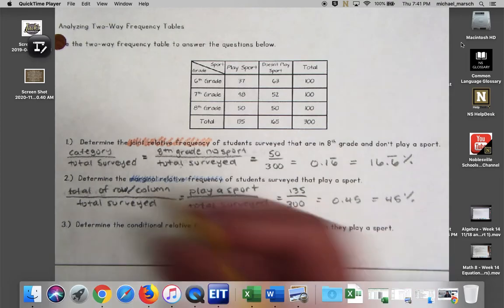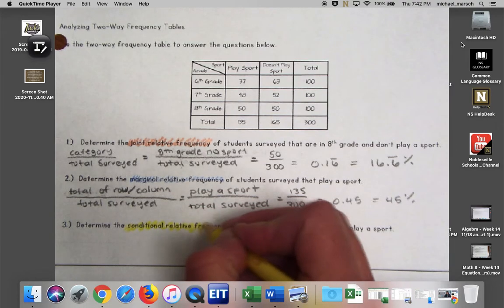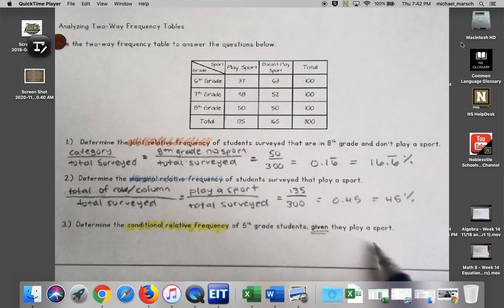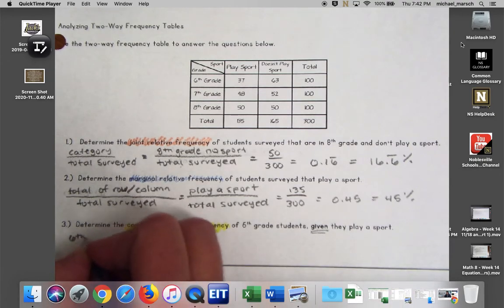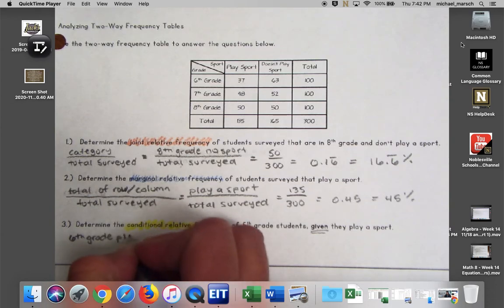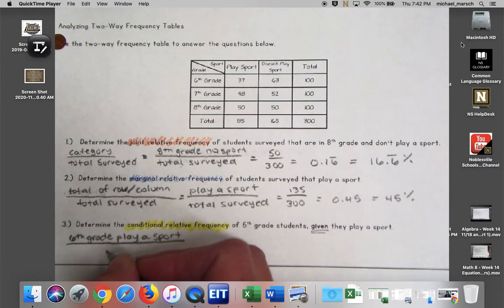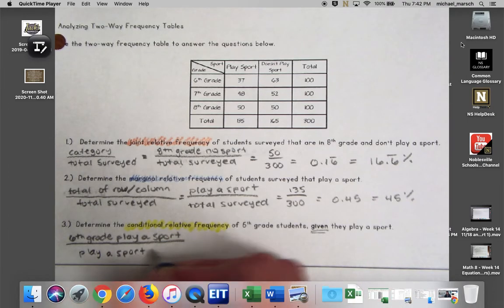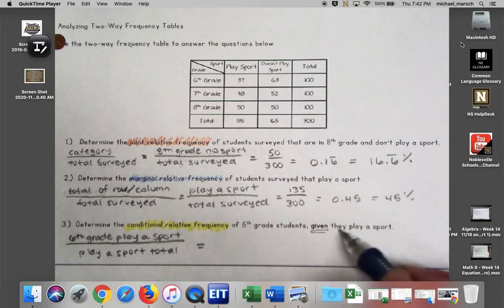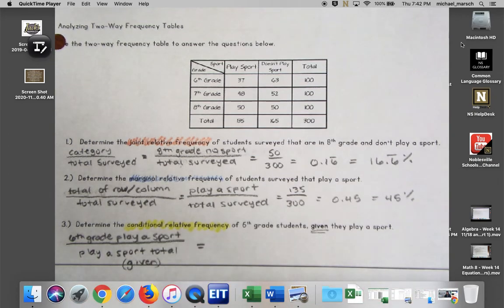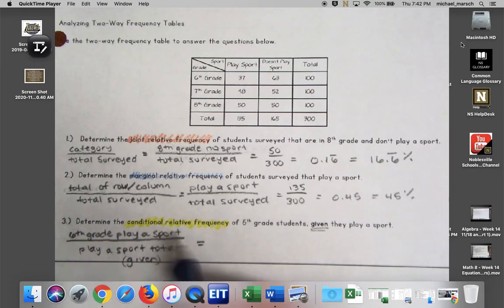Okay, now for the biggie. Conditional relative frequency of 6th grade students given they play a sport. So 6th grade students that play a sport, and then my given is the play a sport total. Because that's my given, that's going to be my denominator. Maybe write yourself a note, given. So then I'm going to say, all right, how many 6th graders play a sport?